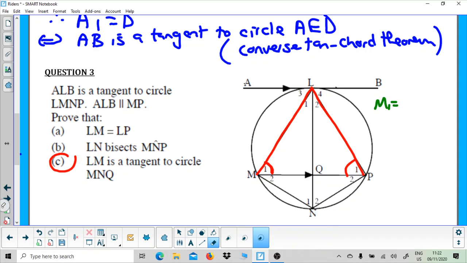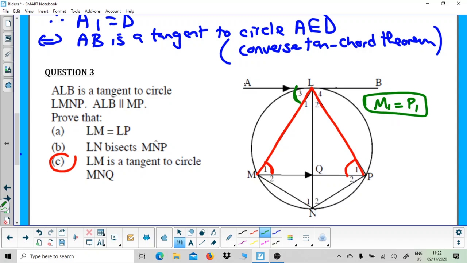You can have it as a game plan somewhere. Prove that M1 is equal to P1. That's what you want to do. So how do you get there? Let's see how fast we can get here. I believe if I use L3, I'll get there fast. So using our tan chord theorem, L3 is an angle between a tangent and a chord LM. So it will be equal to this angle here at the circumference, which is P1. So I can mention that L3 is equal to P1, and that is tan chord theorem.